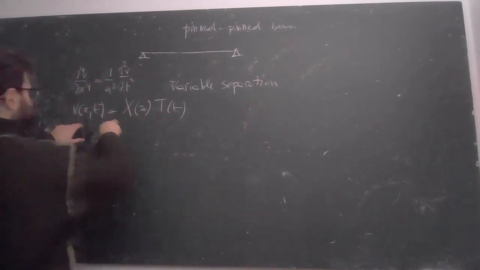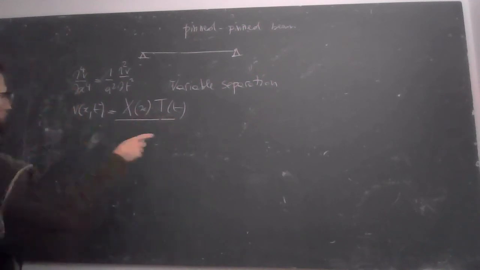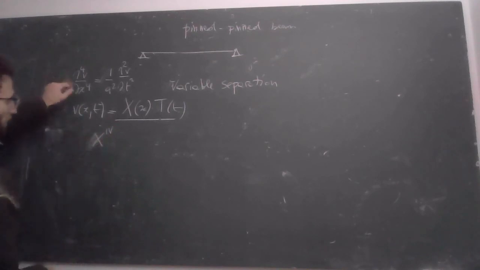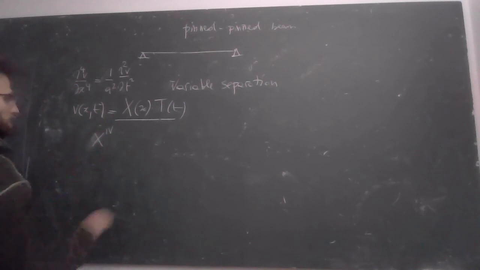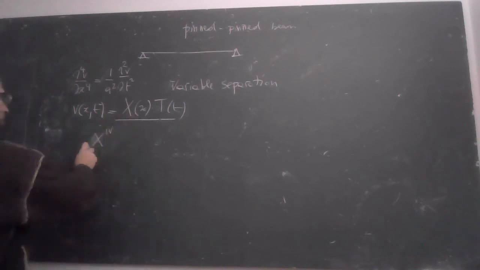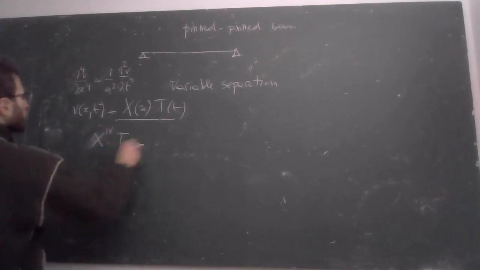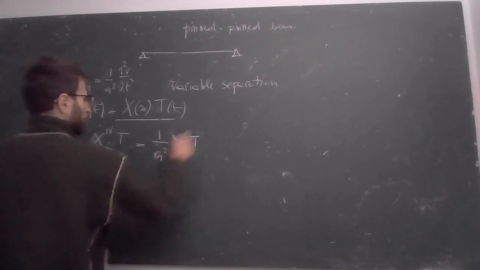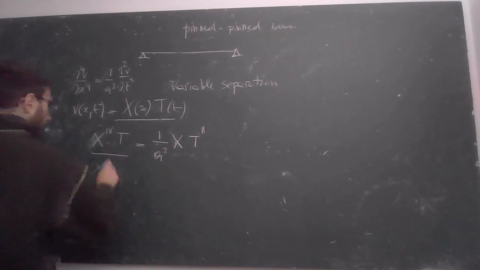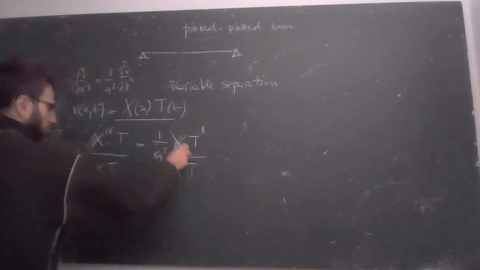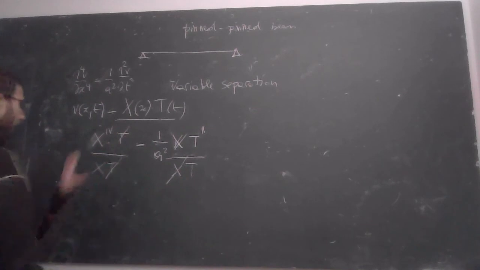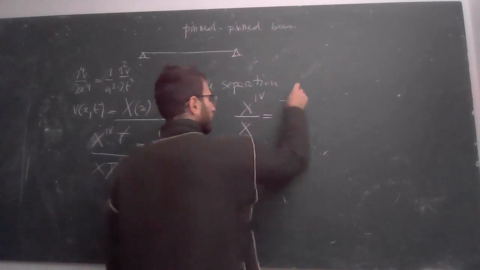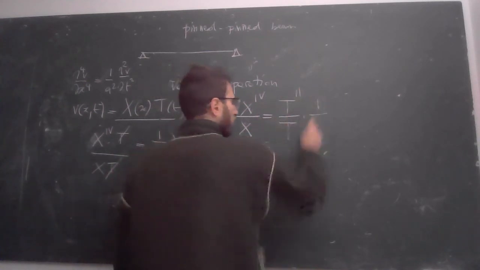If we plug this inside the equation, we will have the fourth derivative of X times T is equal to 1 over a squared, the second derivative of T times X. If we divide both terms by X and T, we will have the fourth derivative of X divided by X is equal to the second derivative of T divided by T, times 1 over a squared.